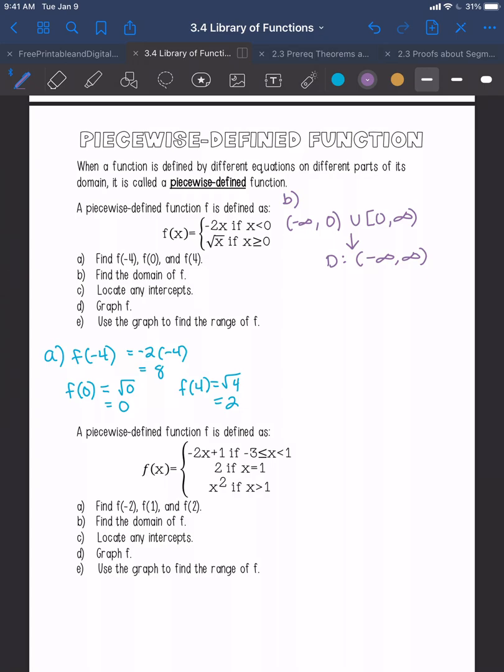It asks us to locate any intercepts. So the y-intercept would be when x is 0. So when x is 0, we have to use this one, the square root of x. And we already actually did that. f of 0 was 0. So there's an intercept at (0, 0). And you could always look at the graph for that too. So next we're going to graph it. So let's make sure (0, 0) is our only intercept.